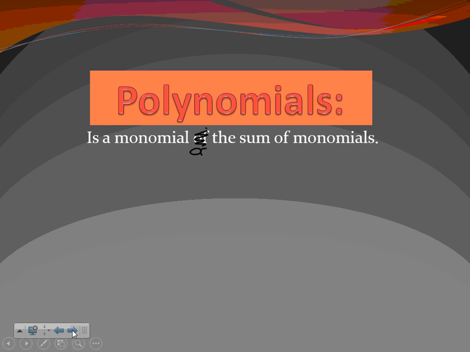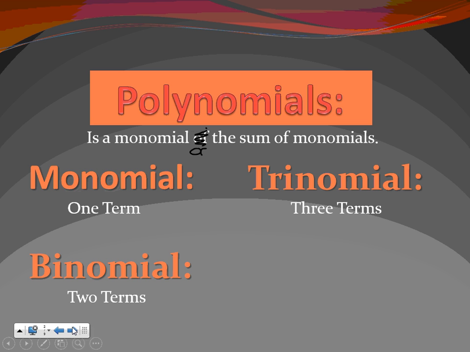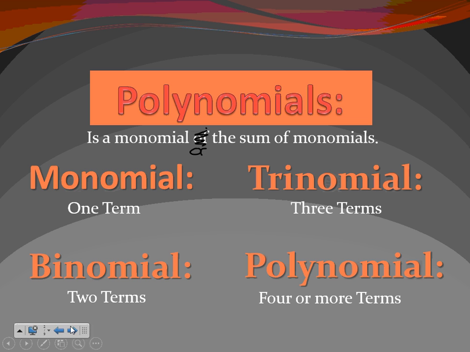What's the prefix mono mean? One. It's not the disease. Okay. Mono means one. So if it's a monomial, then it will have one term. If it's a binomial, bicycles have two wheels. Prefix bi means two terms. If it's a trinomial, tricycles have three wheels. So if it's a trinomial, it'll have three terms. And if it's a polynomial, it will have four or more terms.